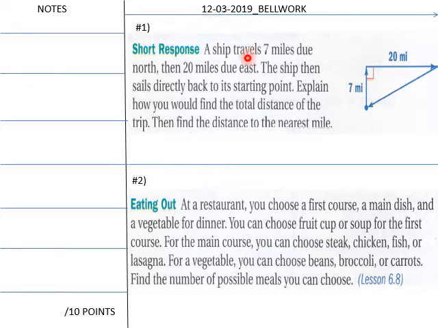Today's bell work. A ship travels 7 miles due north, then 20 miles due east, northeast. Explain how you would find the distance of the trip. So you want to find that.